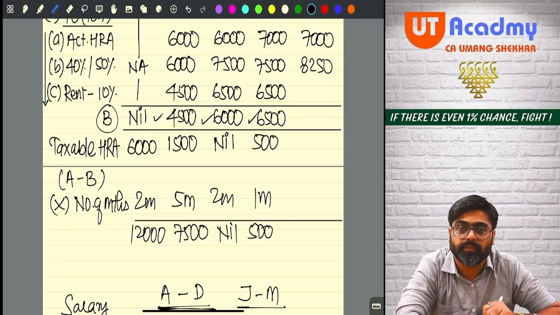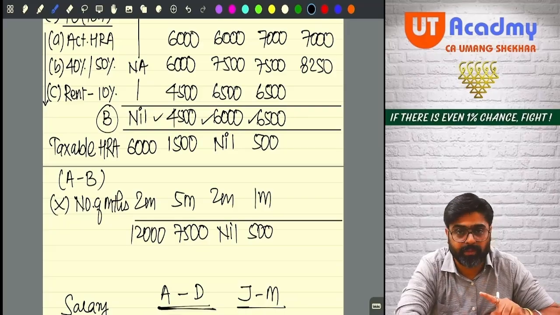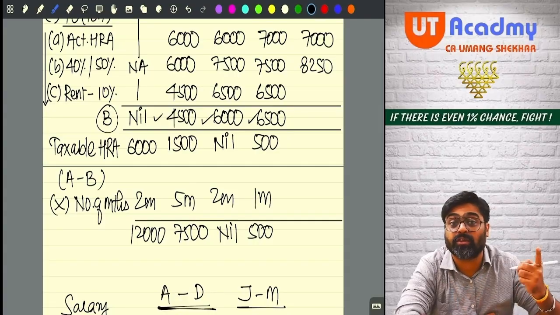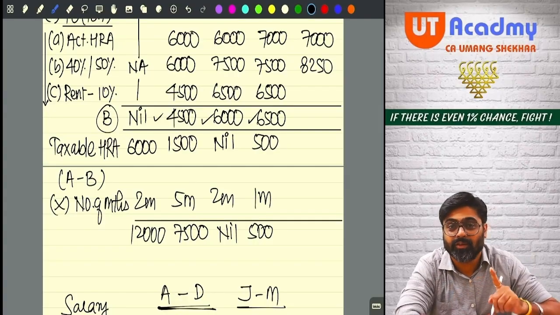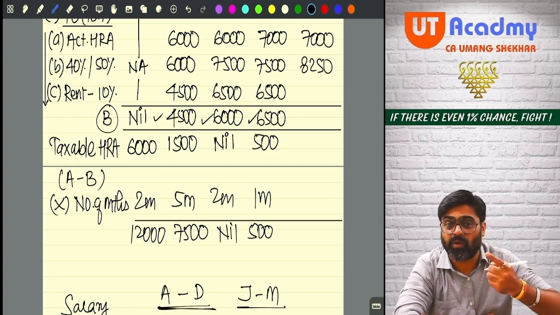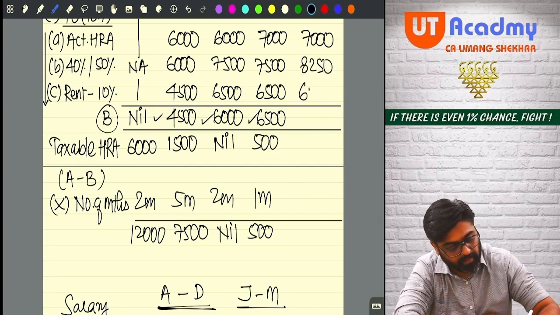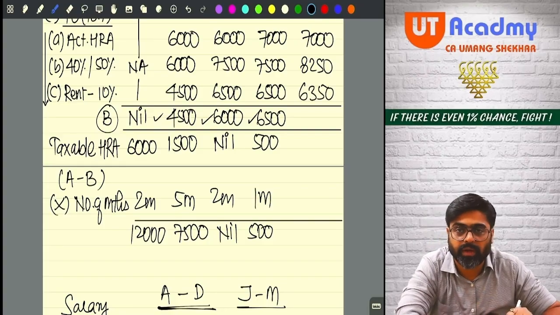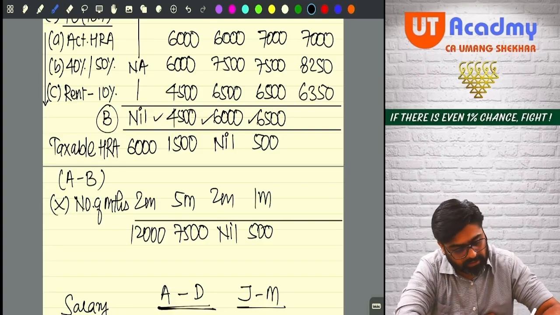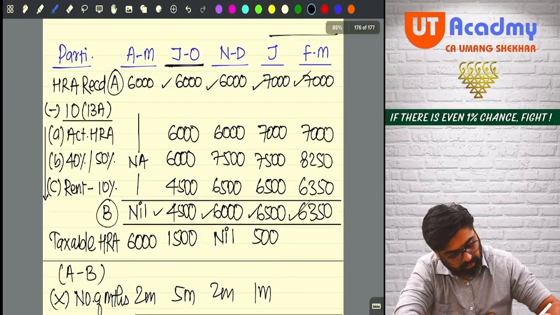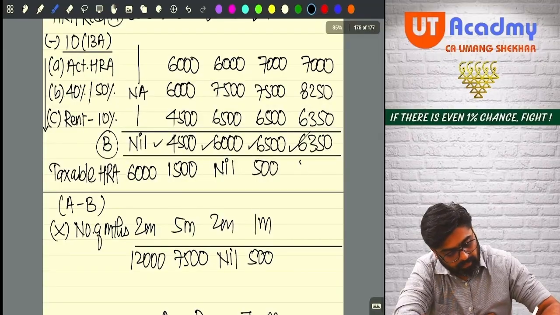8,250. Yes or no? Rent paid is 8,000 only in Delhi. But now 10% of salary will not be 1,500. 10% of salary will be 1,650. So 8,000 minus 1,500? No. 8,000 minus 1,650. That will give me 6,350. Got it? Now lowest is 6,350. So out of 7,000, 6,350 will be exempt.